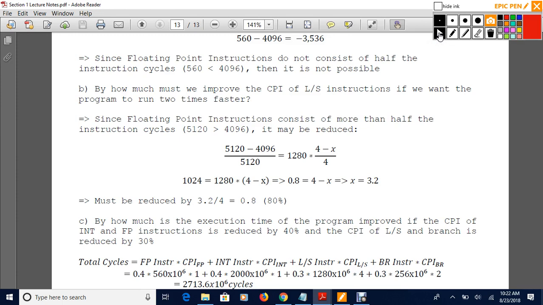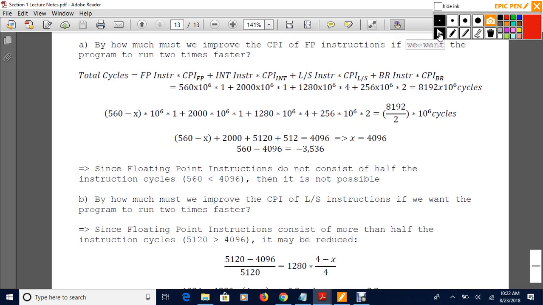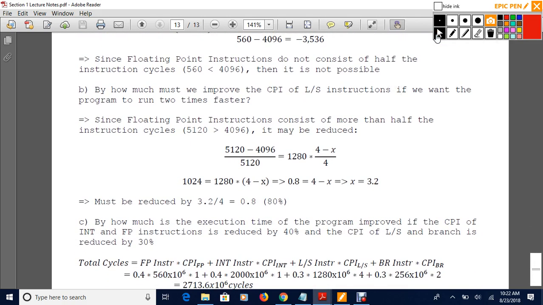All right, so by how much must we improve the CPI of load and store instructions if we want the program to run 2 times faster? So in this case, load and store is 1,280 times 4, right? So in this specific case, it comes out to 5,120. So we know that's larger. So we do speed up.